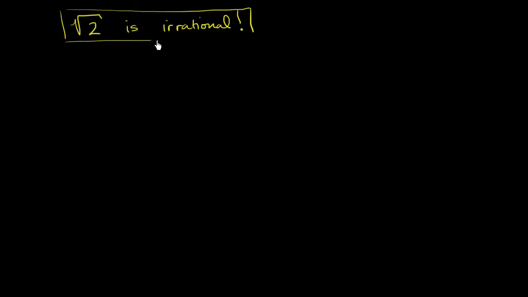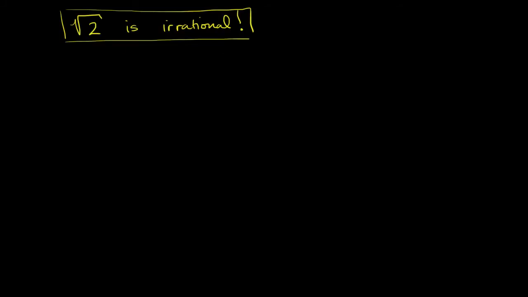What I want to do in this video is prove to you that the square root of 2 is irrational. And I'm going to do this through a proof by contradiction. And the proof by contradiction is set up by assuming the opposite. Let's assume, so this is our goal, but for the sake of our proof, let's assume the opposite.